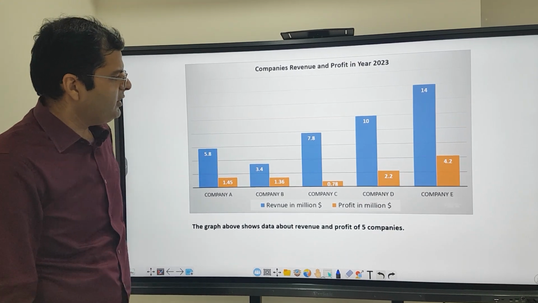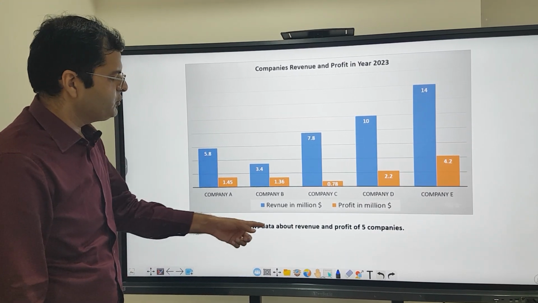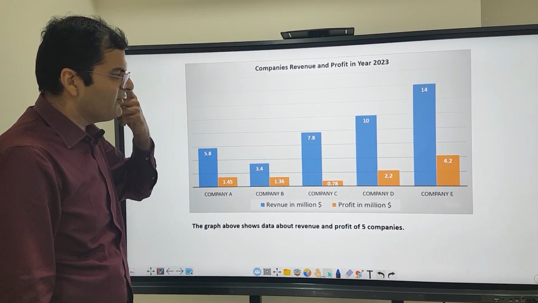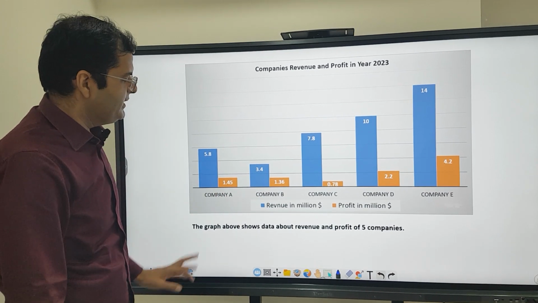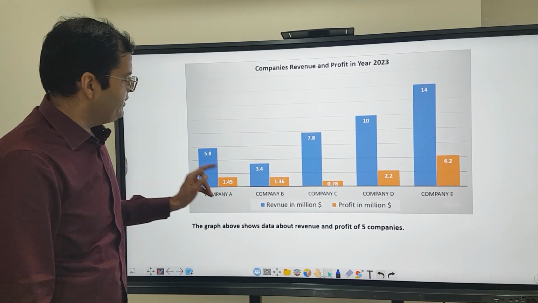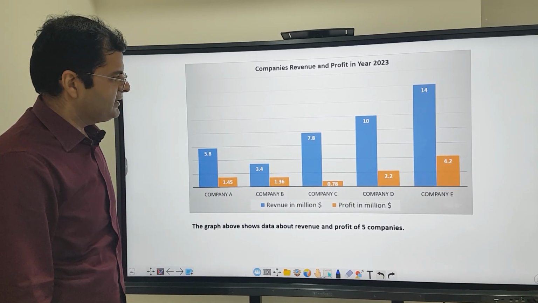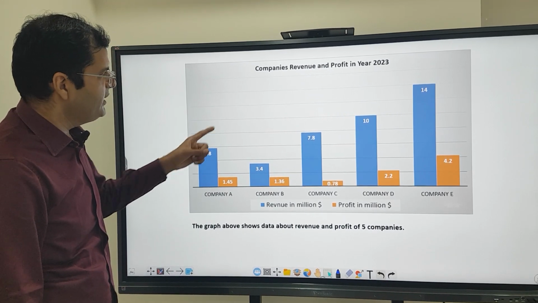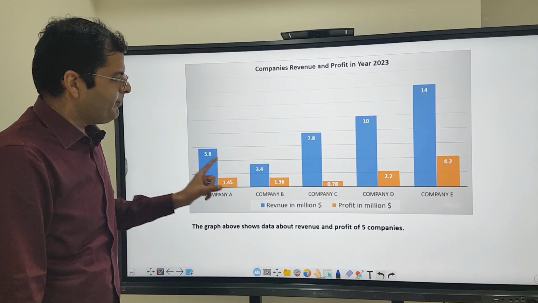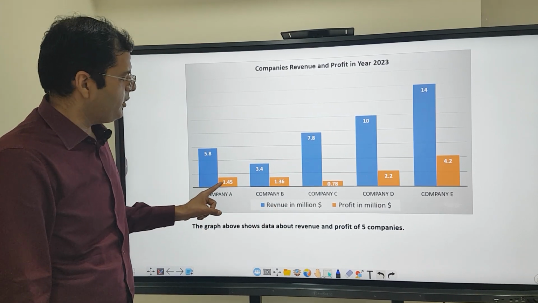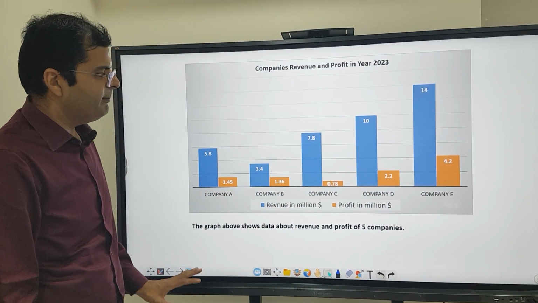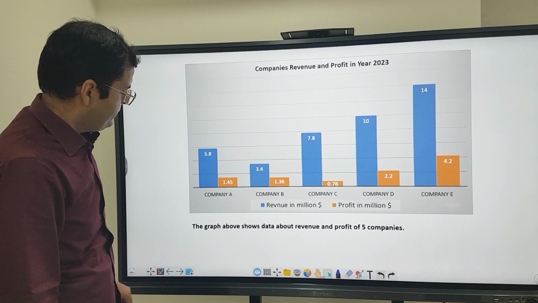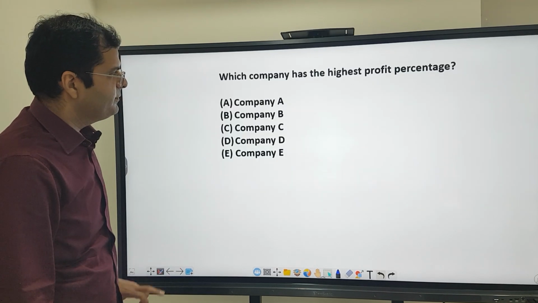So I see the data over here. The graph above shows data about revenue and profit of 5 companies. These are the 5 companies from A to E. Revenue is in blue, profit is in orange. Just to take an example, for company A, the revenue in 2023 was $5.8 million and the profit was $1.45 million. Alright. Now we'll move on to the question.